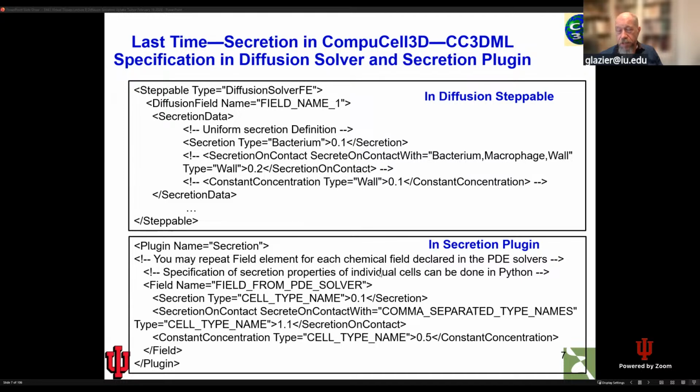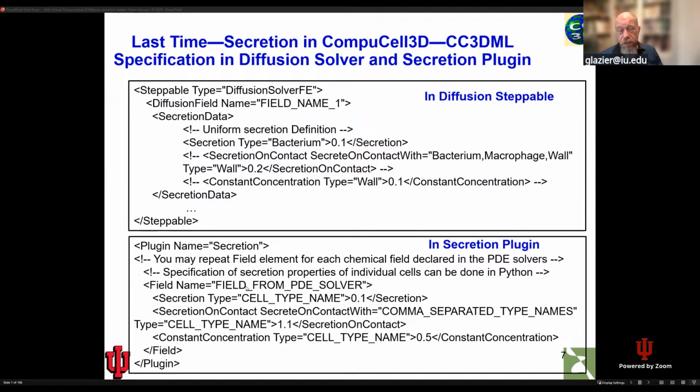For the secretion plugin, you have one secretion plugin for all the fields that you want. So the secretion plugin and then field name, the name from the PDE solver. And then again, secretion type, then the cell name. So that matches the other one. And then again, secretion on contact or on contact with, and then the type names. And you can also have constant concentration. So the syntax is the same. If you don't remember the syntax, the Twedit will help you remember it.